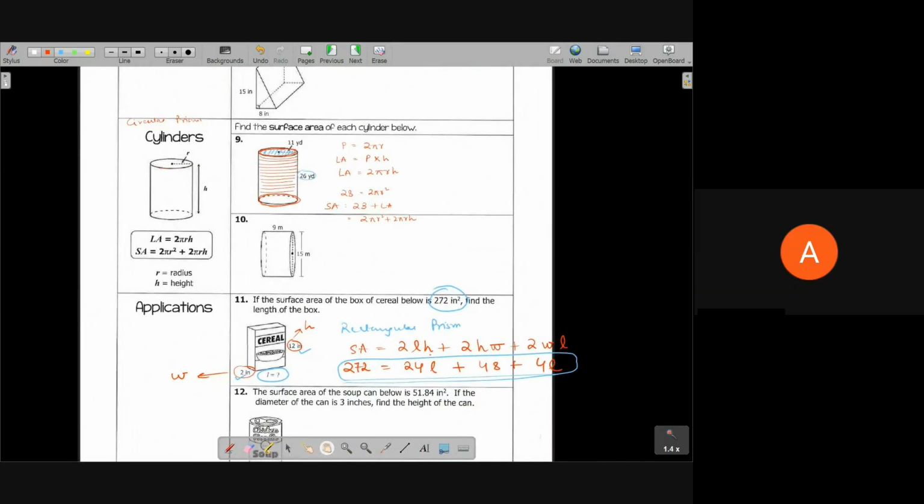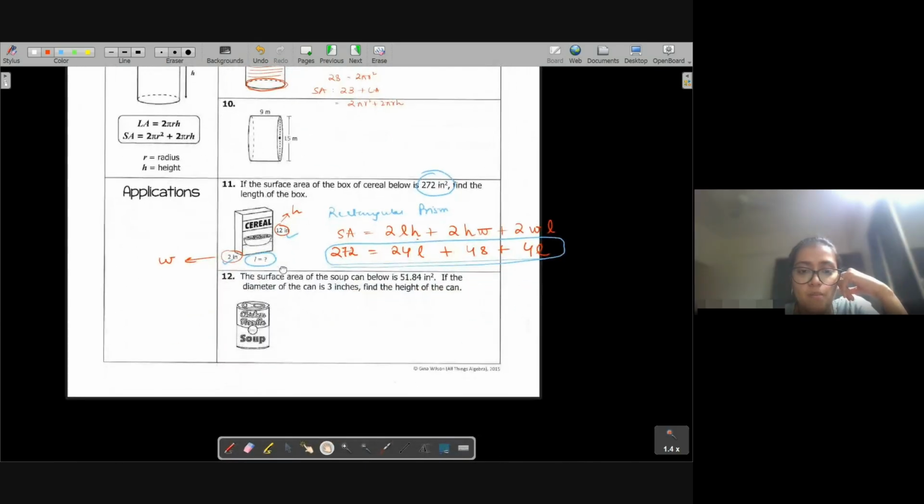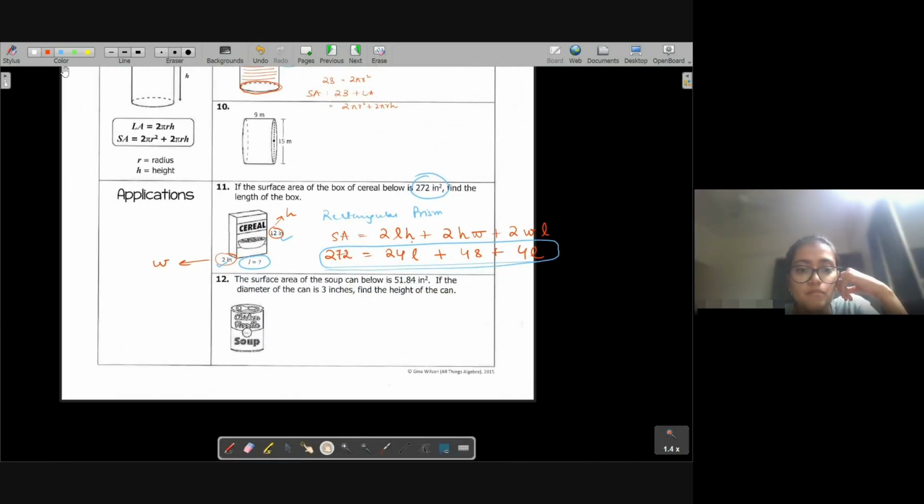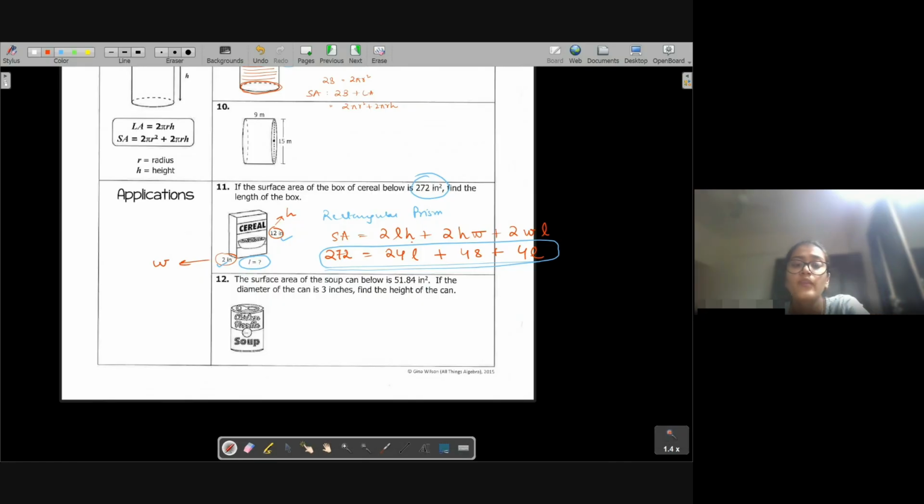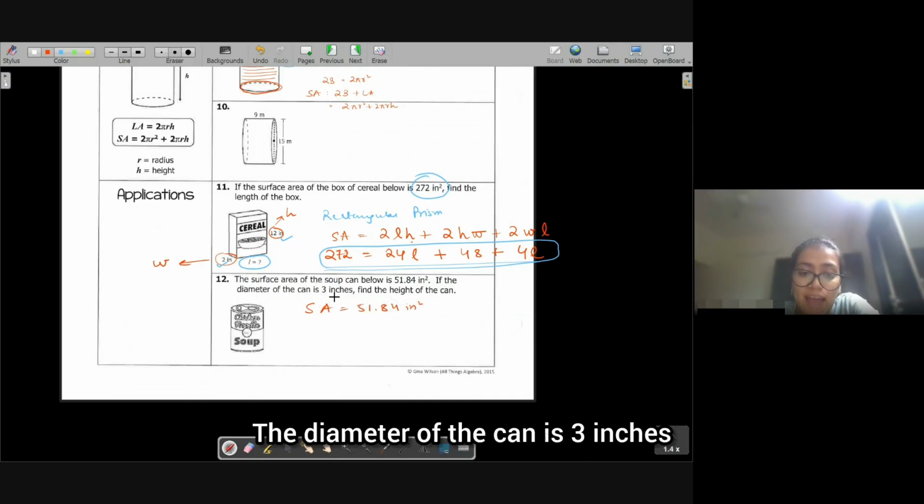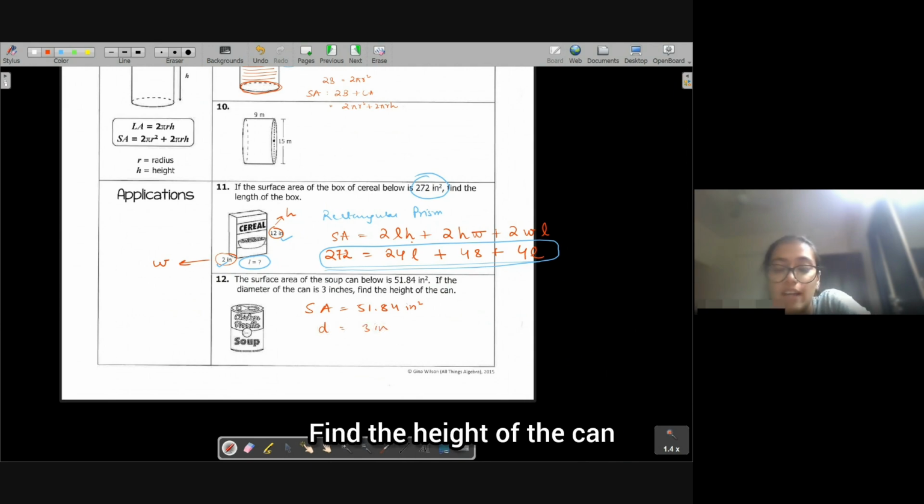Yeah. Could we do number 12? Okay. The surface area of the soup can below is 51.84 inches square. Surface area is this. The diameter of the can is 3 inches. Find the height of the can.